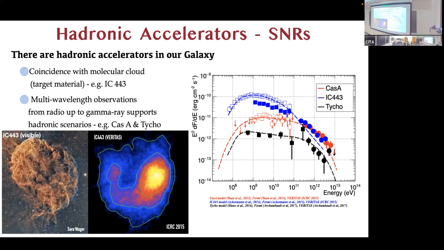So is IC443 the brightest in gamma rays in the sky? No. Supernova remnants, right? Let me think about it. About right. Yeah. It's a bit older, but it's near a molecular cloud.